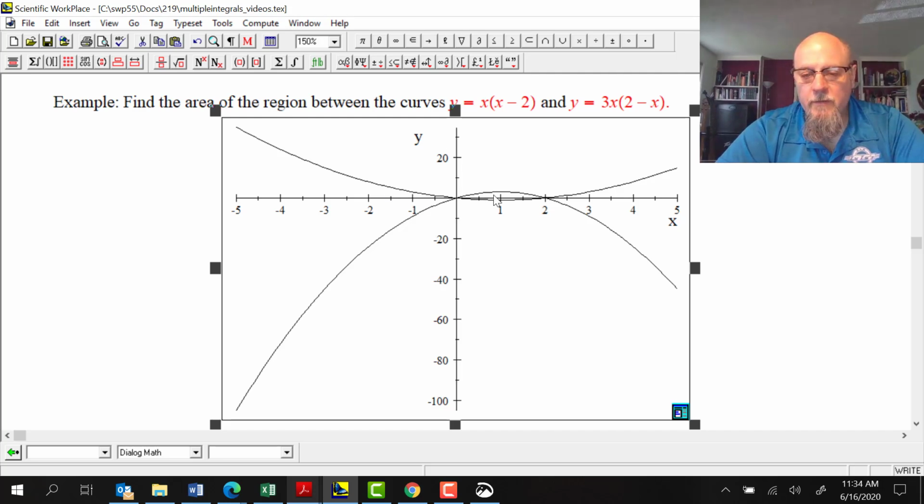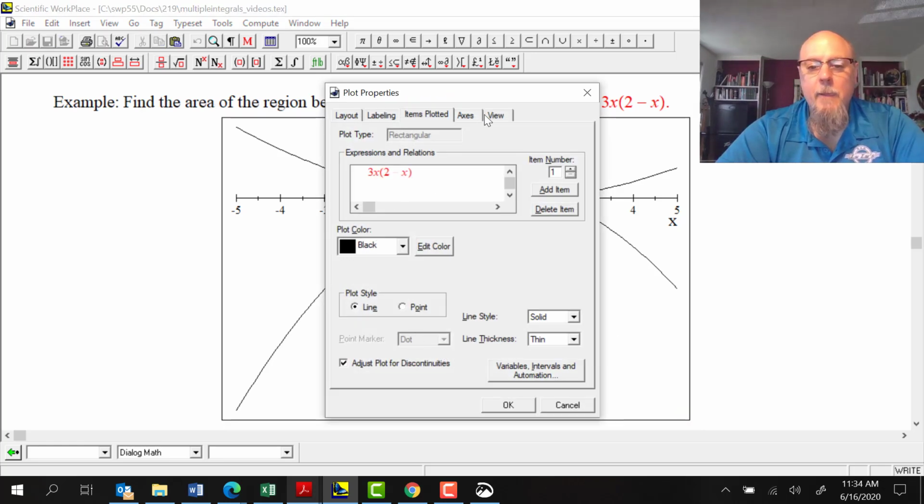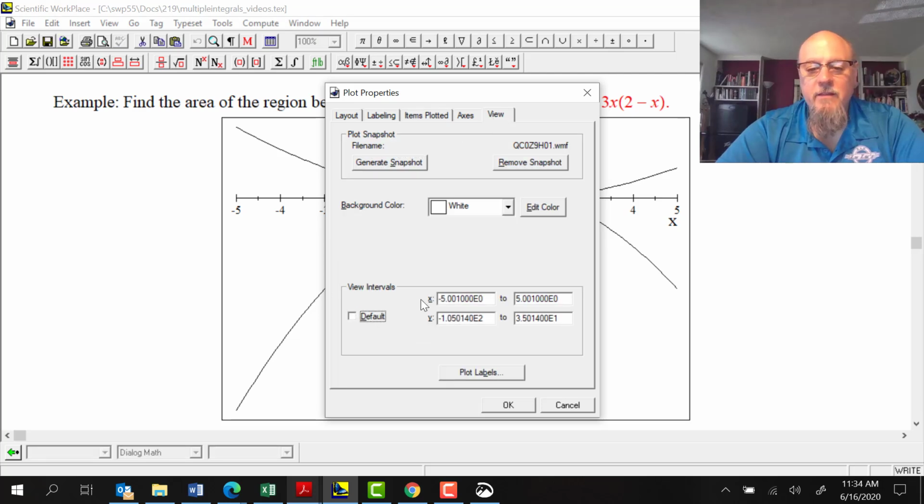So I'm looking at this region here, and they intersect at 0 and 2. So let's zoom in our view here. I don't need to see anything way back here. So they intersect at 0. Let's just make this like 2.2 or something.